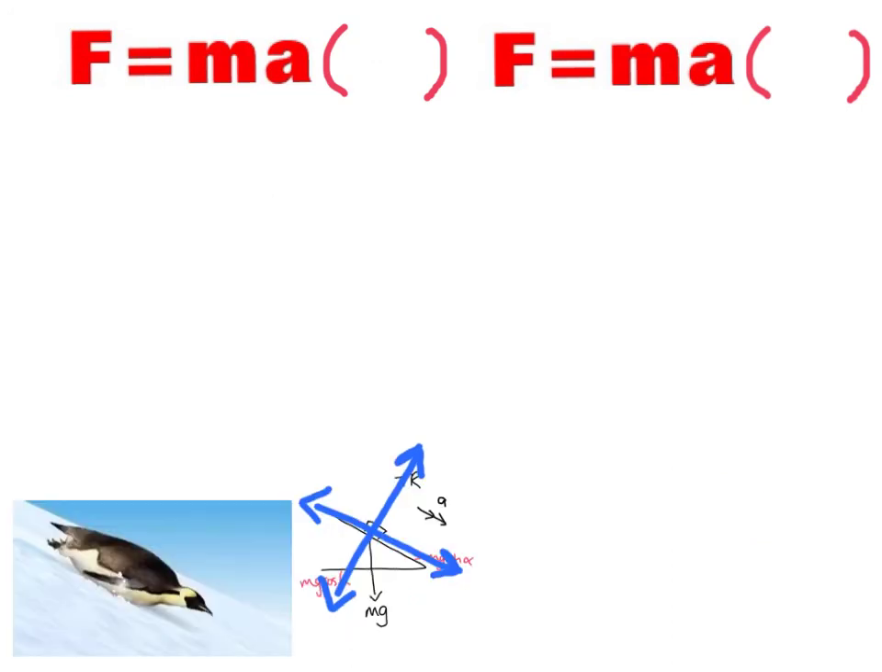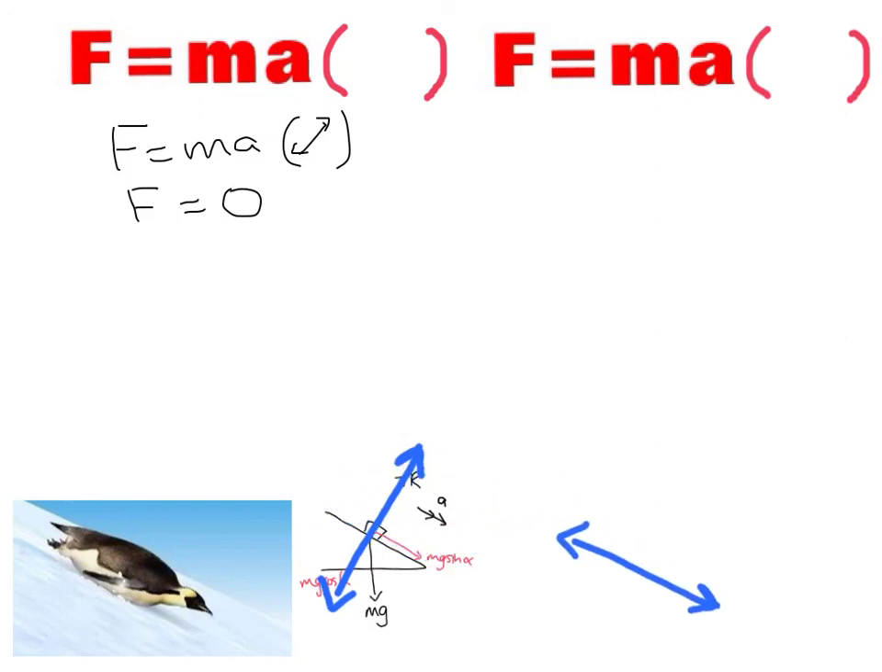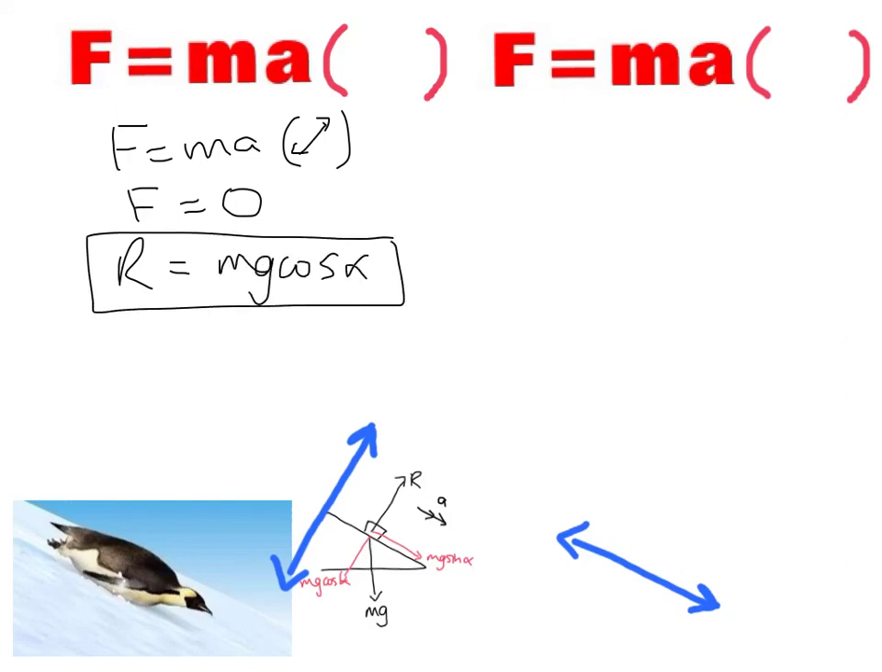The penguin! I like this one. Okay, let's start by looking perpendicular to the hill. F equals ma, perpendicular to the hill. There is no acceleration in that direction, so the net result is going to be 0. All the things going away from the hill equal all the things going into the hill. So away from the hill I've got R, and that's it. And that will be equal to the thing going into the hill, mg cos alpha. Done.